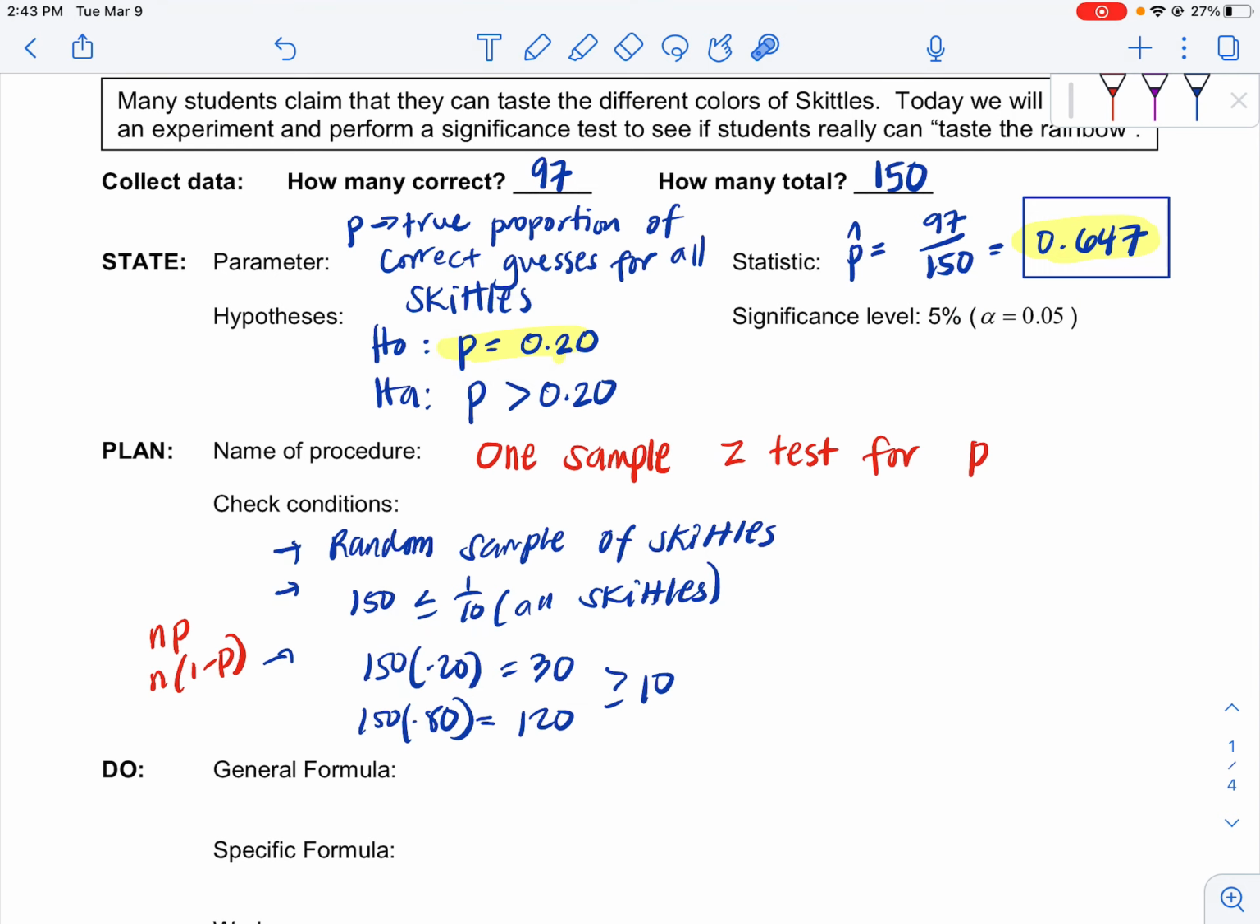But miss, why am I using n times p hat in the confidence interval? Because in the confidence interval, you are not given the p. You are trying to estimate the p. That's the reason why you use p hat when you do your large count there. I hope that is making sense.